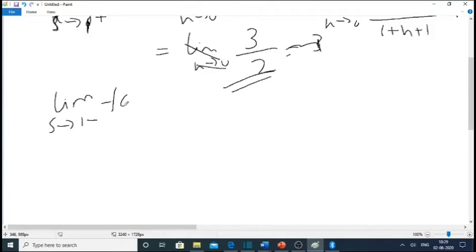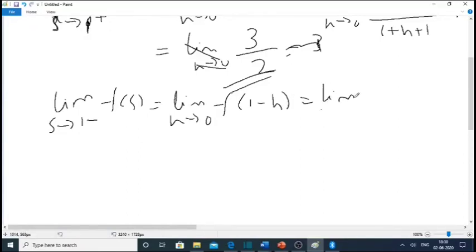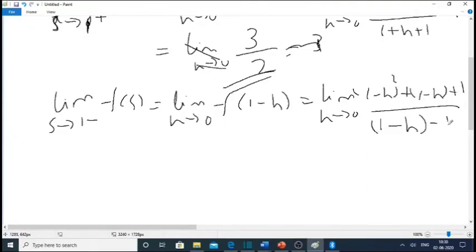tends to 1 minus f of s, which is equal to limit h tends to 0 f of 1 minus h, which is equal to limit h tends to 0 1 minus h all square plus 1 minus h plus 1 divided by 1 minus h plus 1. നമ്മൾ 0 എന്ന് again substitute ചെയ്യുകയാണെങ്കിൽ ആദ്യത്തെ ടൈമിൽ 1 minus h all square, h ന് 0 കൊടുക്കുമ്പോൾ 1 square which is equal to 1. അടുത്ത 1 minus h ൽ 0 കൊടുക്കുമ്പോൾ അടുത്തതും 1 വരും. 1 plus 1 plus 1 3 divided by 1 minus h ന് കൊടുത്തു, 1 minus h plus 1, so it is equal to 1 plus 1 which is equal to 2.